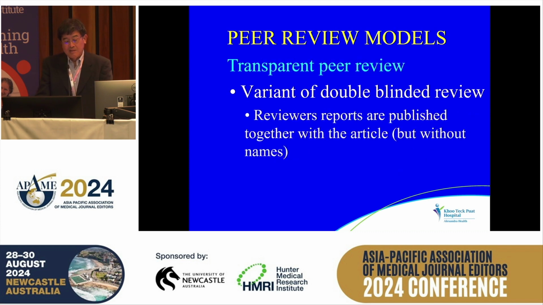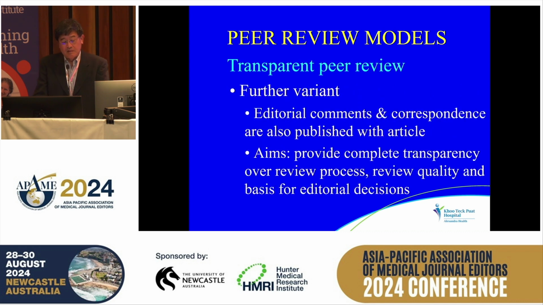Transparent peer review is another variant of double-blinded review, where the reviewer's reports are published together with the article, but without names. So this is meant to make the whole process even more transparent to readers of the journal, because you can read the complete reviewer reports.